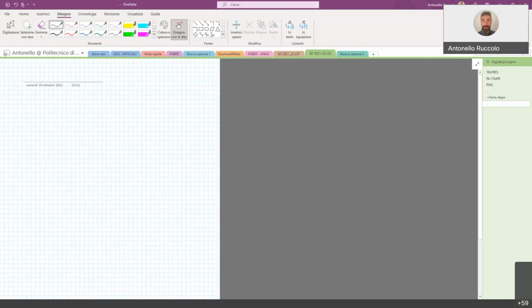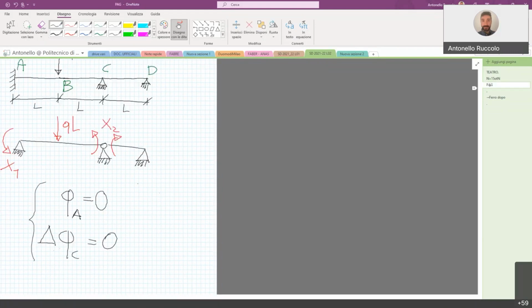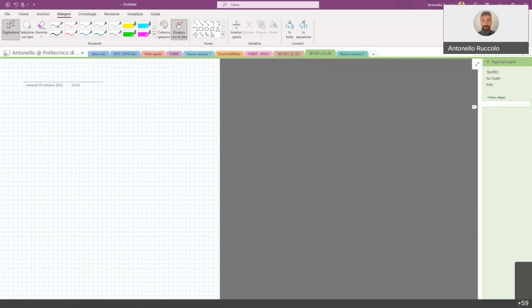Okay. So we have found the first influence coefficients for the first structure. Now what do we have to do? We have to consider the influence of x1. So we will find the values of the rotation in node A and in node C associated to a load x1. So we write again the structure.